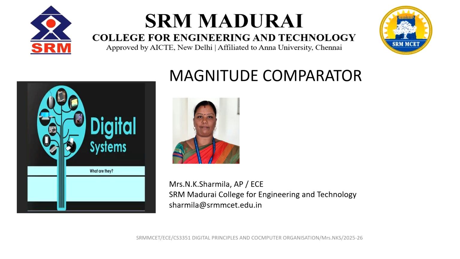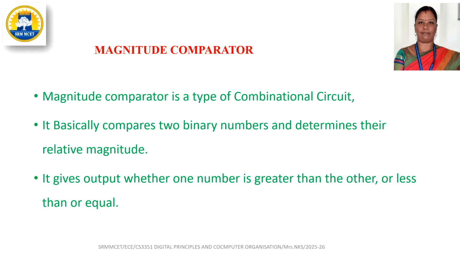Welcome everyone. Now we are going to discuss magnitude comparator. First of all, we will define what a magnitude comparator is. A comparator is a special type of combinational circuit. It's primarily designed to compare the relative magnitude of two binary numbers. The binary numbers may have n number of bits each. It gives the output whether one number is greater than the other, less than the other, or equal.